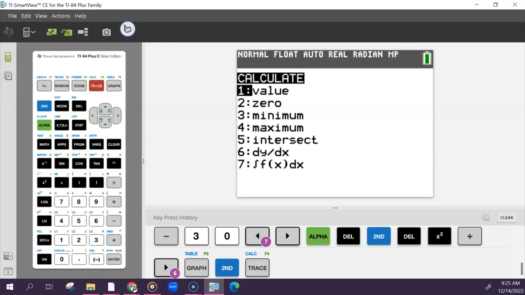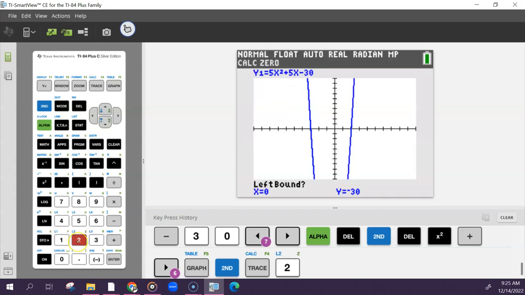Which of these do you think we're looking for if we're trying to find our x-intercepts? That would be where they cross. So intercept and intersect are two of the things. What's another word for x-intercept? Zero. So we're going to go into 0, 2. And then it asks you, I don't remember if we've done this or not in this class, it asks you for a left bound. So pick just one of them for now.